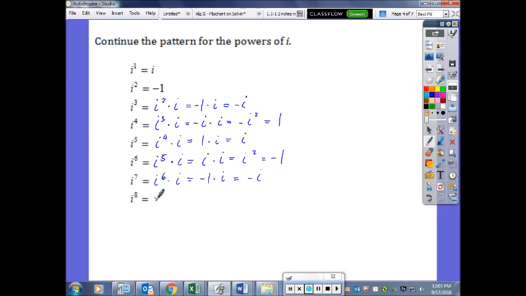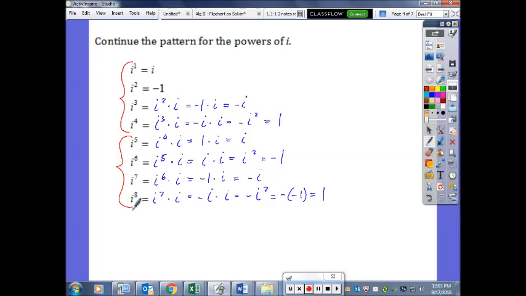which is essentially negative i. And i to the 8th power is equal to i to the 7th times i, which in turn is negative i times i. Negative i times i is negative i squared. And as we found out above, that's the negative of negative 1, which is 1. So as you can see, the results repeat themselves in patterns and in groups of 4. Every 4 powers go through the same sequence, and that continues on indefinitely in groups of 4.